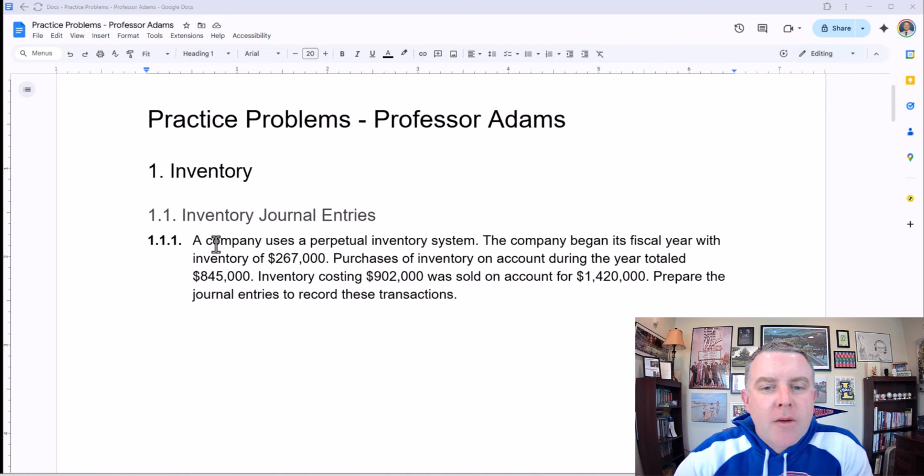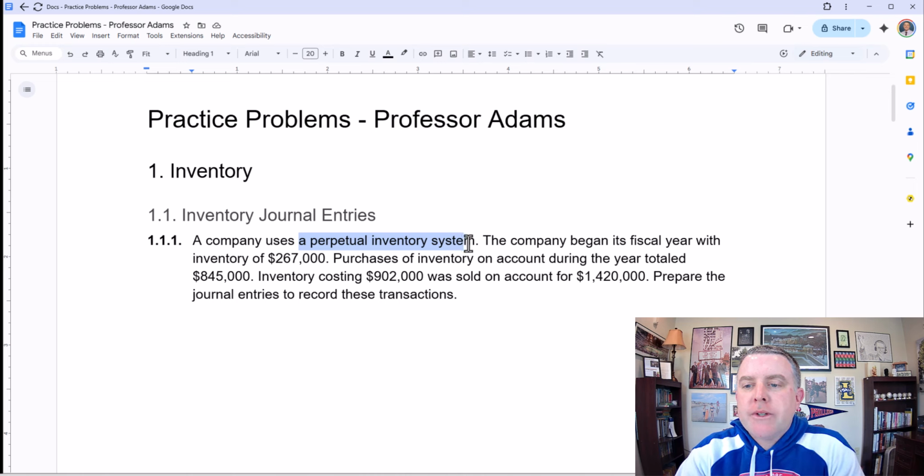On your screen we have a problem here. We have a company using a perpetual inventory system, and the company began its fiscal year with inventory of $267,000. There were purchases of inventory on account, and that's important.